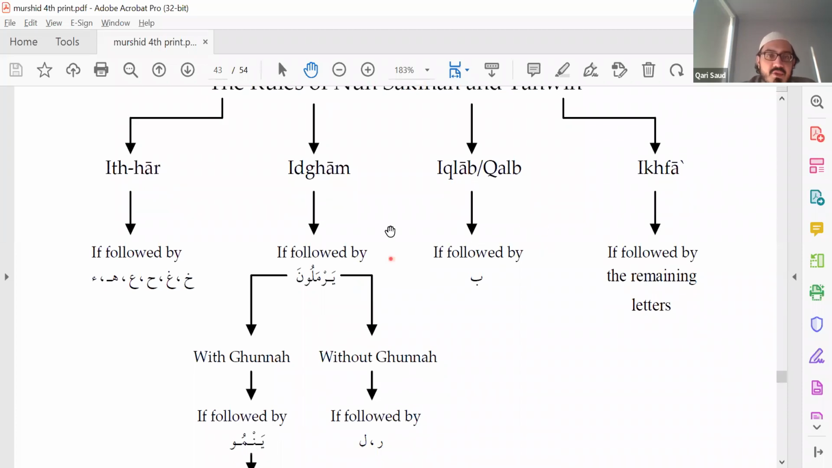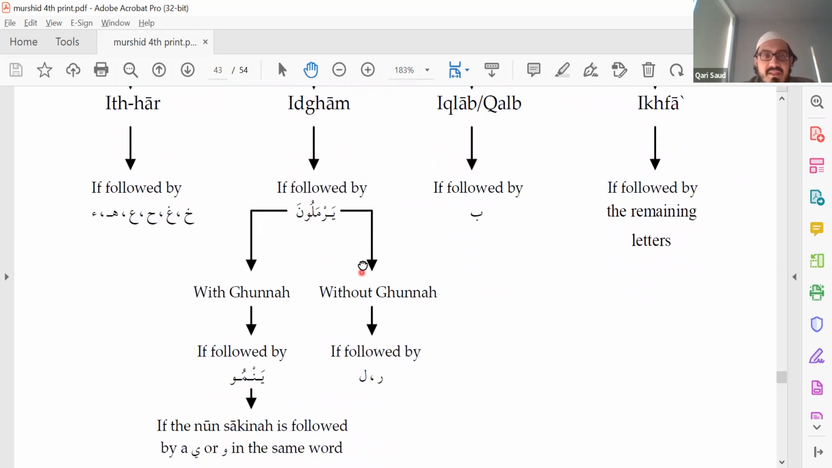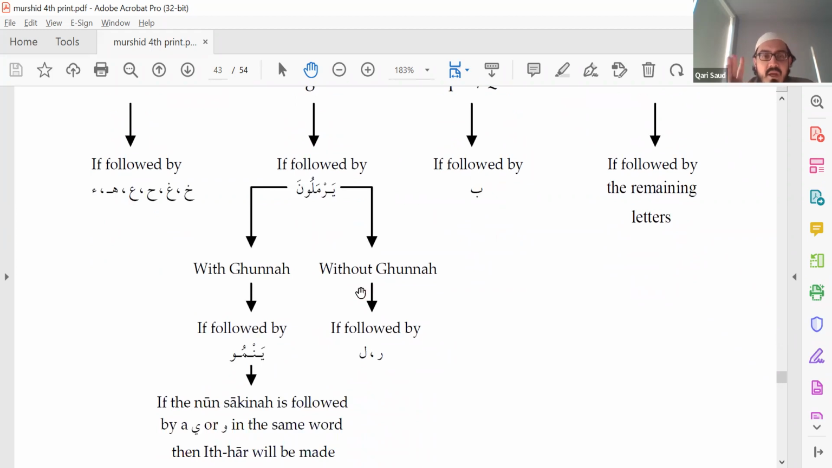Okay, what about idgham? So if after noon sakin or tanween you have one of these 6 letters, yarmalun, ya, ra, mim, lam, waw, noon, what do you do? You do idgham. Idgham means to merge, to join. Okay. Example here.